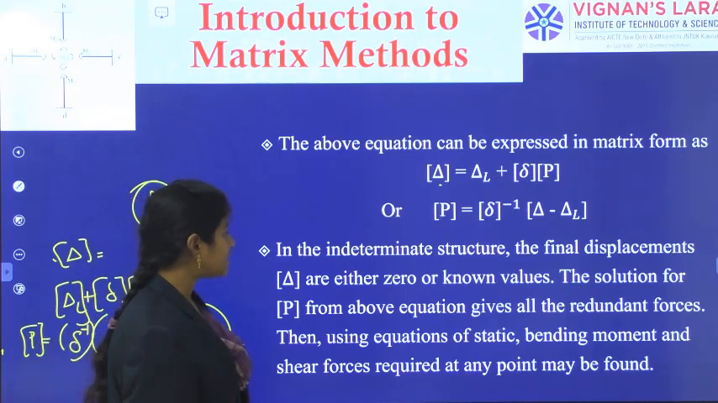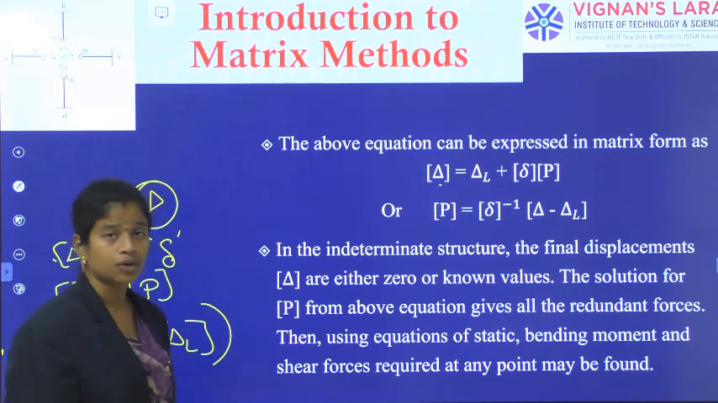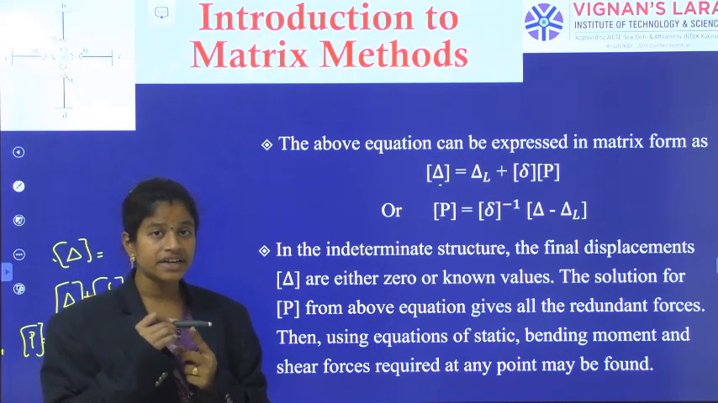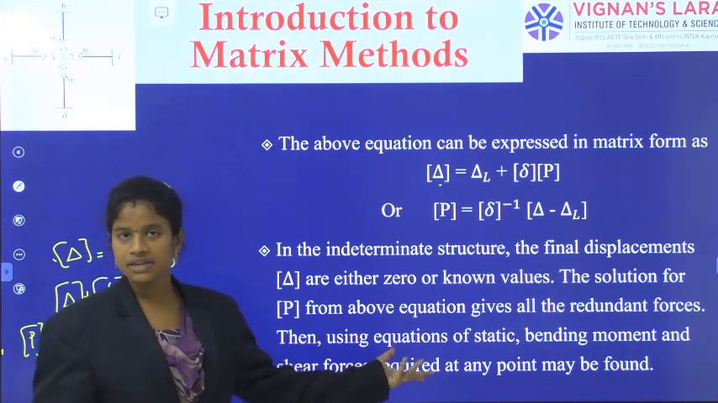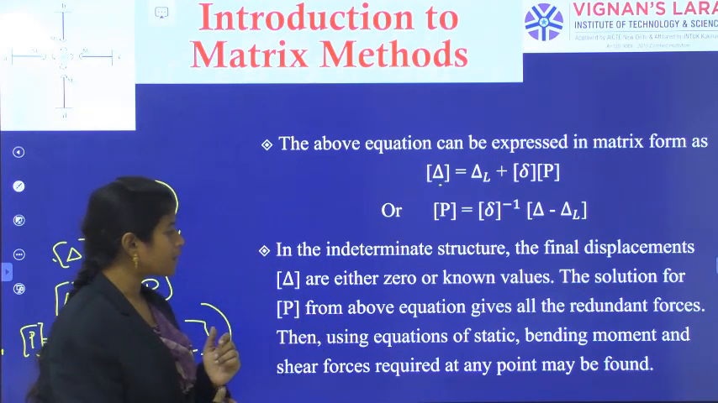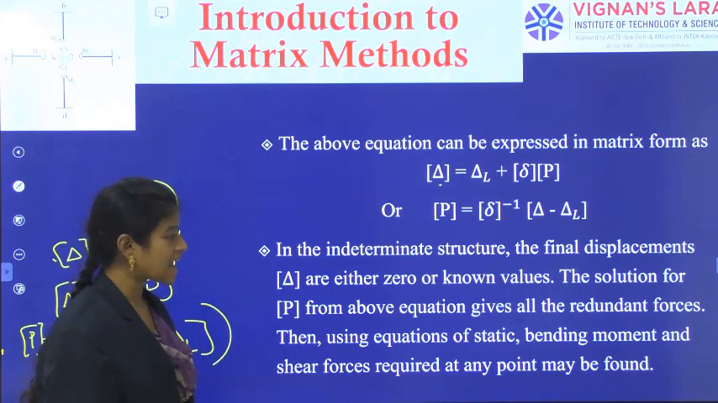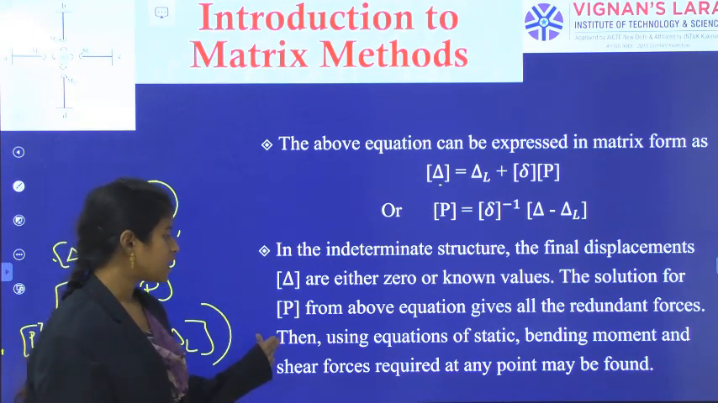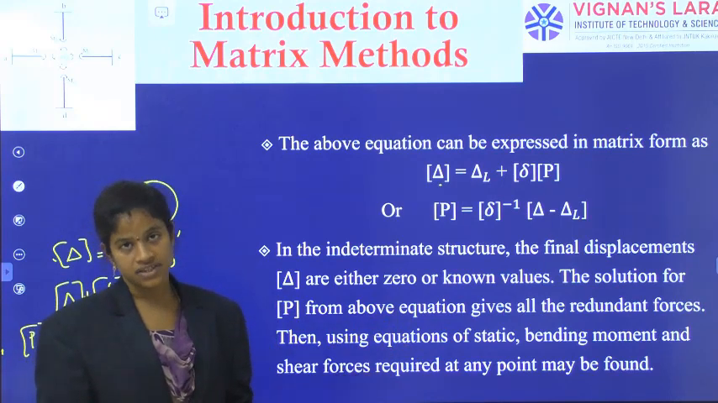In the determinate structure, the final displacements in delta are either 0 or known values. The final displacements at the supports are completely 0, or they will be some values that are given. The solution of the above equation gives all the redundant forces. Then, using the equations of static bending moment and shear force, the values required at any point may be found. So using these equations, the bending moments and shear forces can be calculated.